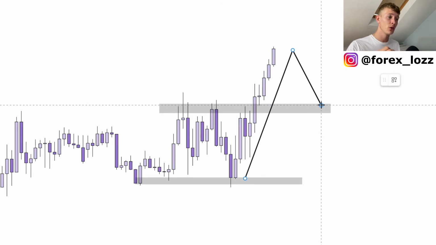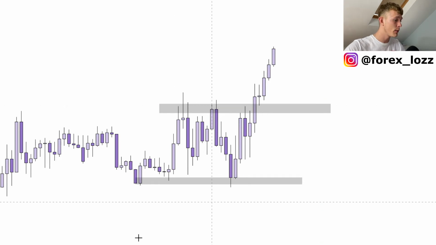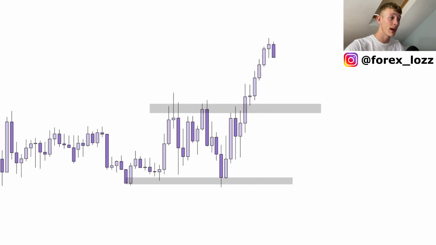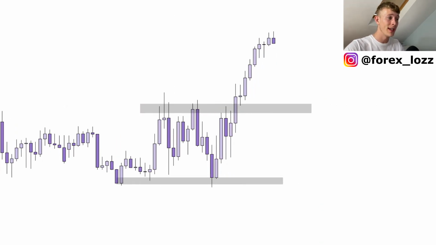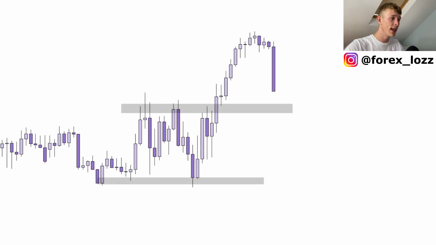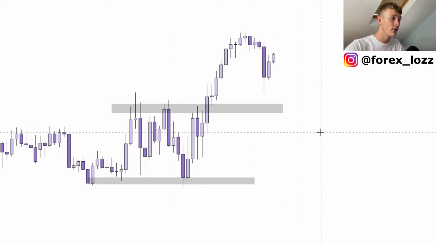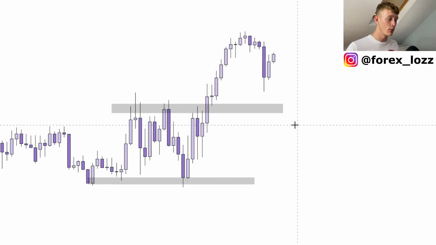We want to make sure that we wait for price to pull back, create the pullback, create the exhaustion, whatever you want to call it, and then we look for the entry. So let's see how price plays out and how price pulls back to this structural high or key level. It really is just about being patient and waiting for the confluences, okay? So price has pulled back.